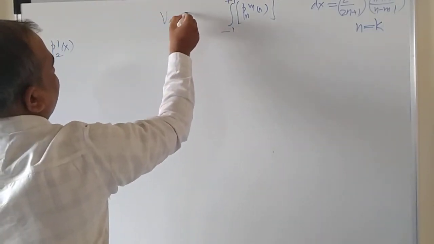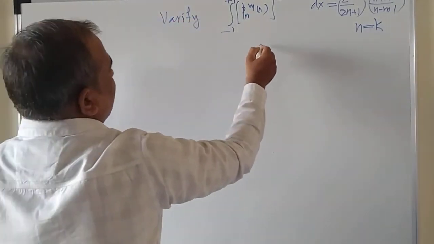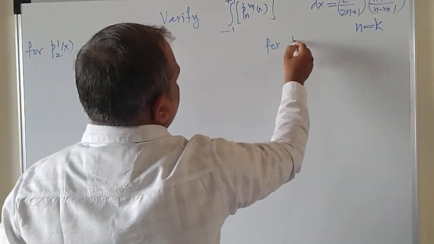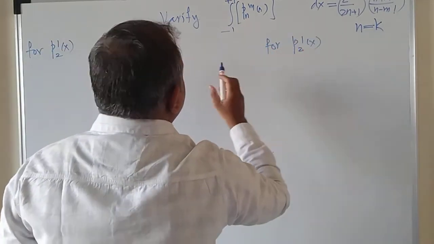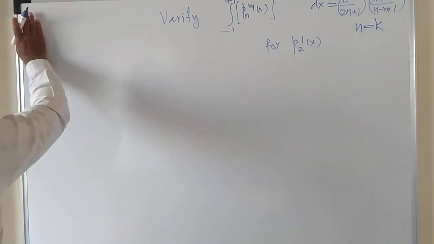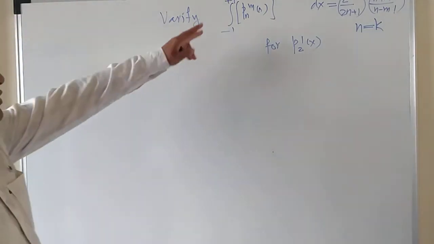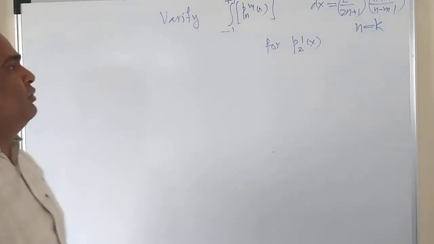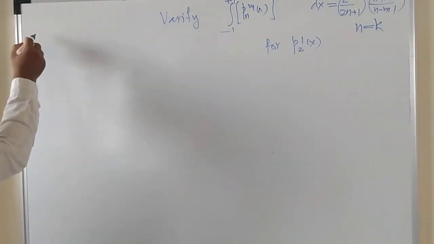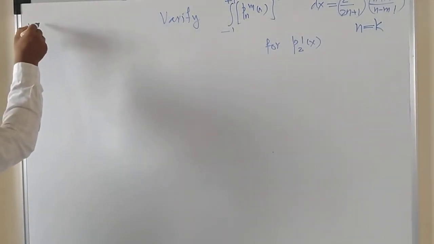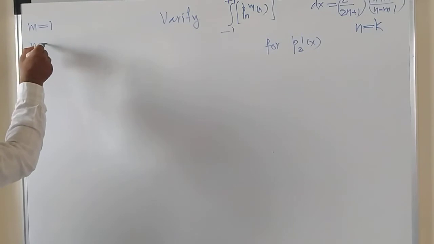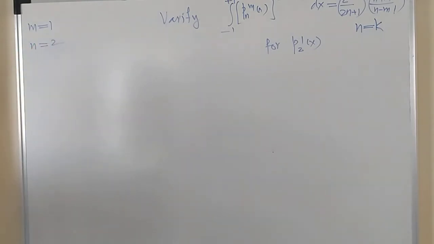Verify this for P21 of x. So we have to verify this property for P21 of x. That means if you compare, your m is equal to 1 and your n is equal to 2.